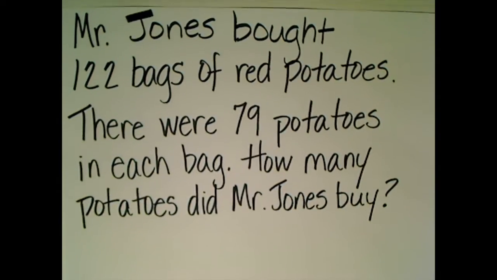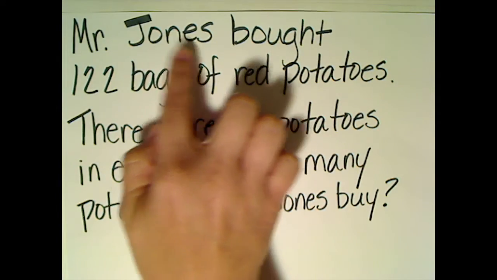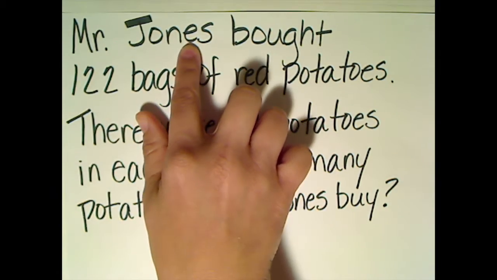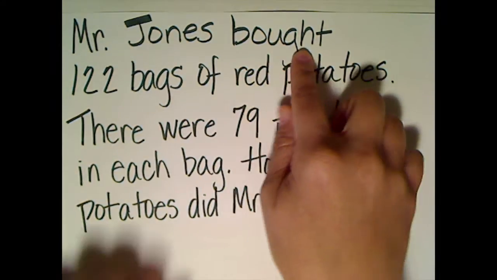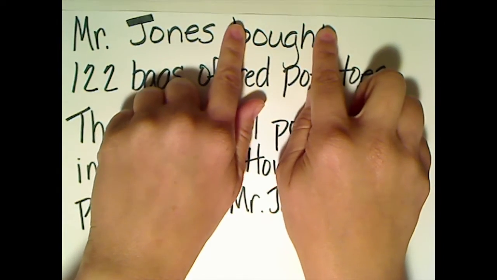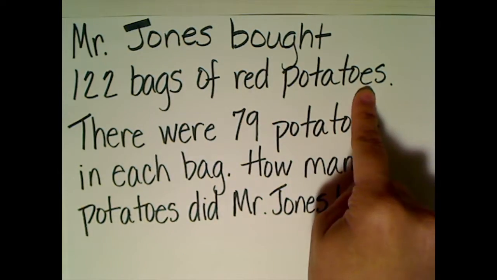So I take reading the word problem one step further, and I always read the words, just the words. We're not trying to understand it right now. We're just reading the words to make sure I know how to pronounce it in my head and make sure that I know what the words are. So, Mr. Jones, I know that's a long O, silent E, Jones. The S says the Z sound. Bought, O-U-G-H says bought 122 bags of red potatoes.